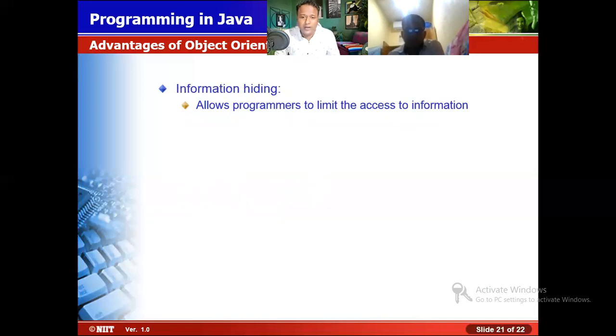Information hiding. Today, information hiding is a bigger part of our life. When we upload a photo, some photos we share publicly, some photos we tag to some person, and some photos we restrict from some person. We are giving accessibility.